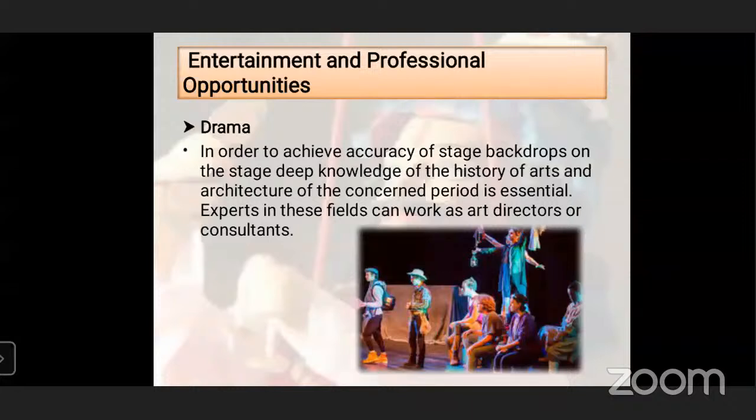Yes, in this chapter, we have seen two parts, the drama and the cinema. First, what are the opportunities which are available in drama? In drama, in order to achieve accuracy, if you want to show the perfect concept of history, then the stage backdrop, that is the setup of the stage, should be perfect according to the story. So for that, the knowledge of history is very, very essential. What was the stage backdrop, what was the setup, what was the color.